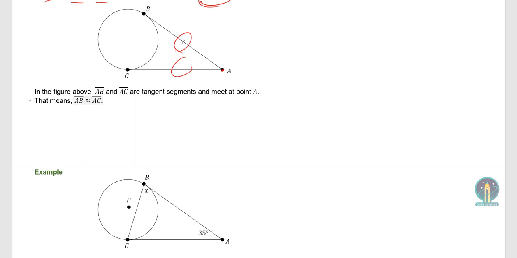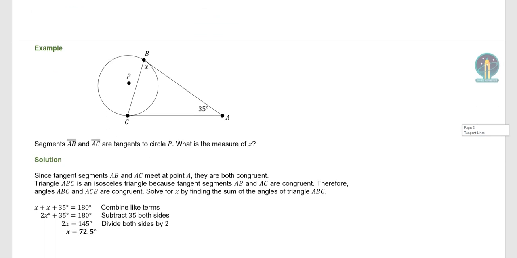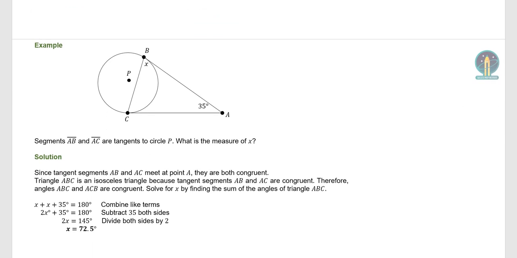So in the figure above, AB and AC are tangent segments and meet at point A. That means segment AB is congruent to segment AC. Let's look at another example. So we have this circle, circle P, and we have a common point outside where both tangent segments come into intersection. And then we have the points of tangency for each segment.